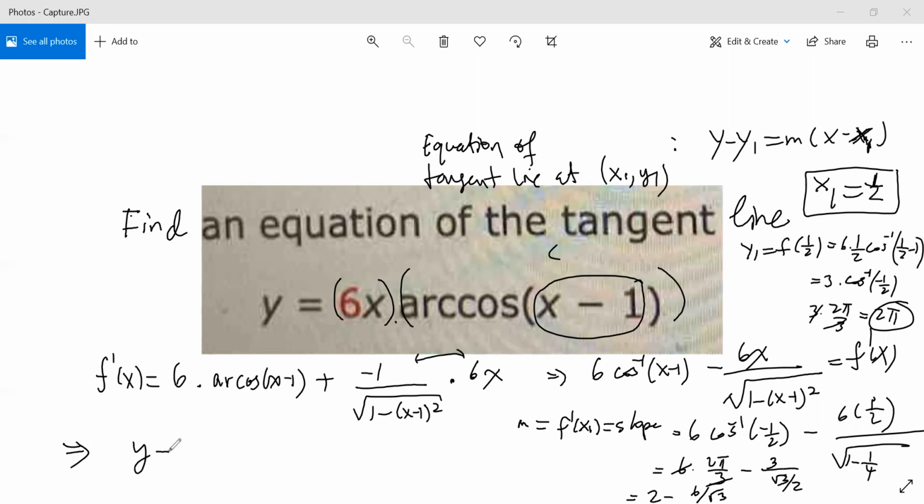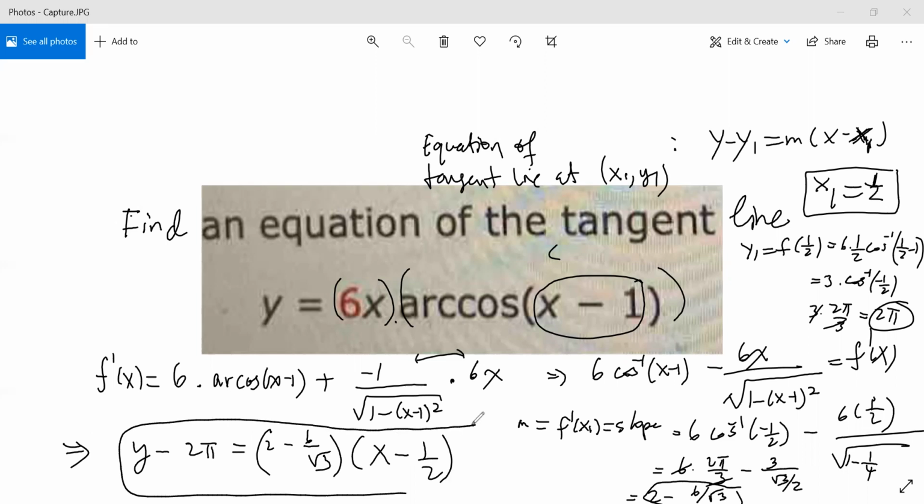So now y minus y1, I found it to be 2 pi, equals the slope, but you can simplify this, like I said. 2 minus 6 over root 3 is the slope, times x minus x1, which is a half. That's going to be your equation, which can also be simplified. Okay, I hope you get the idea. So we compute a derivative and plug the x1 into the derivative function to get the slope, and I plug x1 into the original function to get the y1, and then I simply use this equation to write the equation of the tangent line.